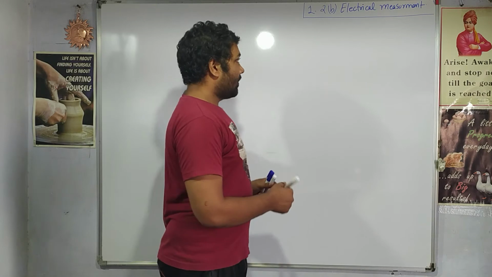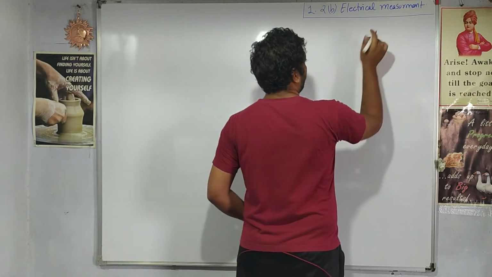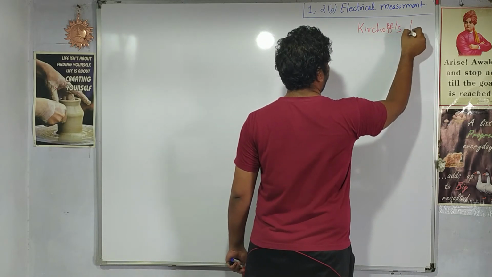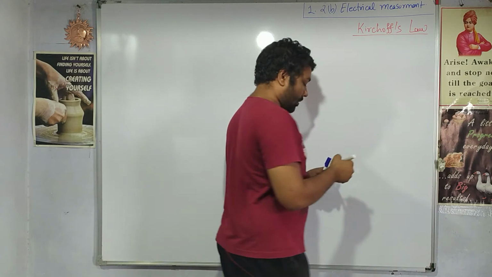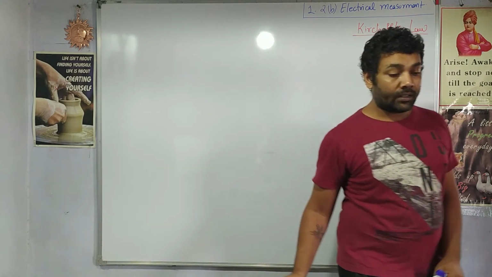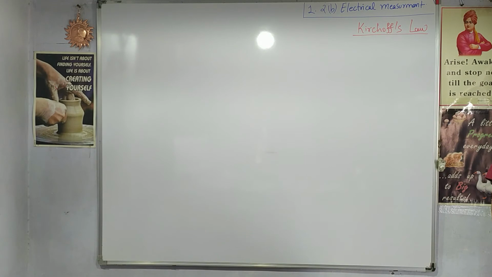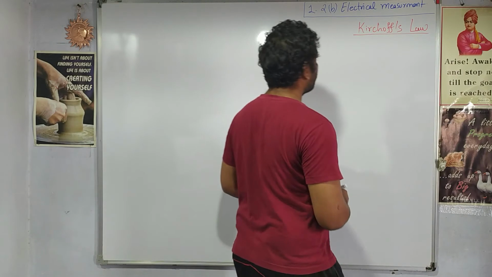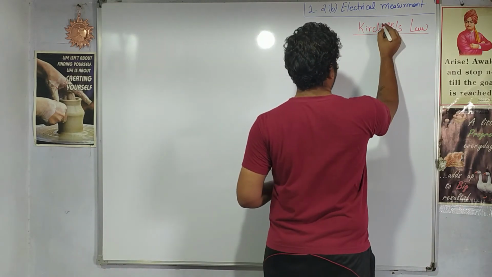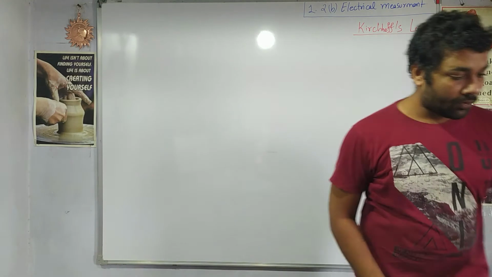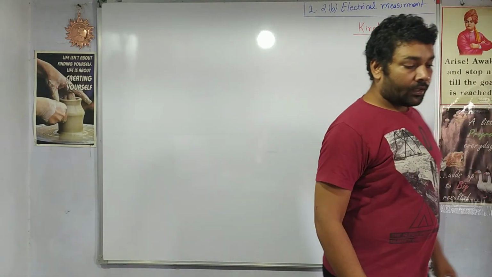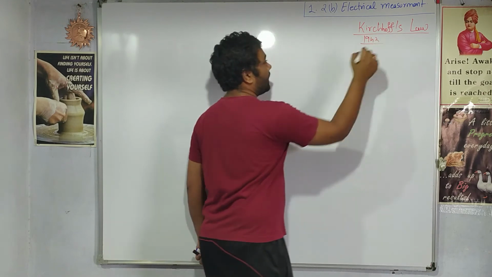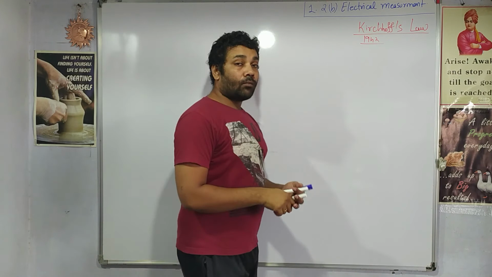So let us start. The first topic that we have is Kirchhoff's laws. Kirchhoff was a scientist who gave the laws regarding the calculation of the current and the potential difference. Kirchhoff is spelled with a double H and a double F. In 1942, he gave these laws. He gave a first law and then the second law. Now we'll see both the laws.